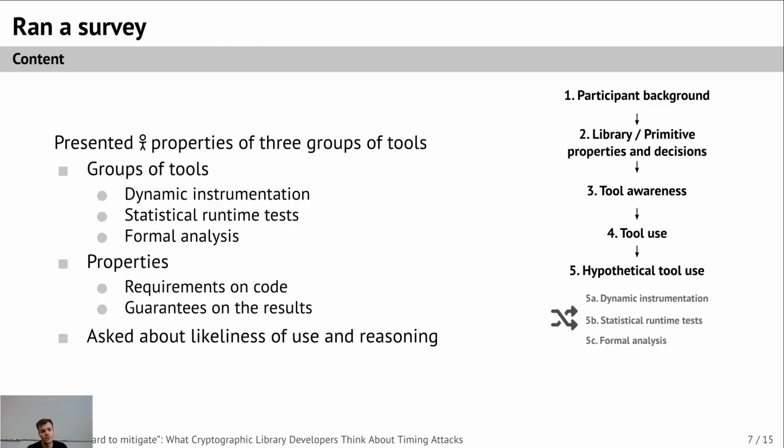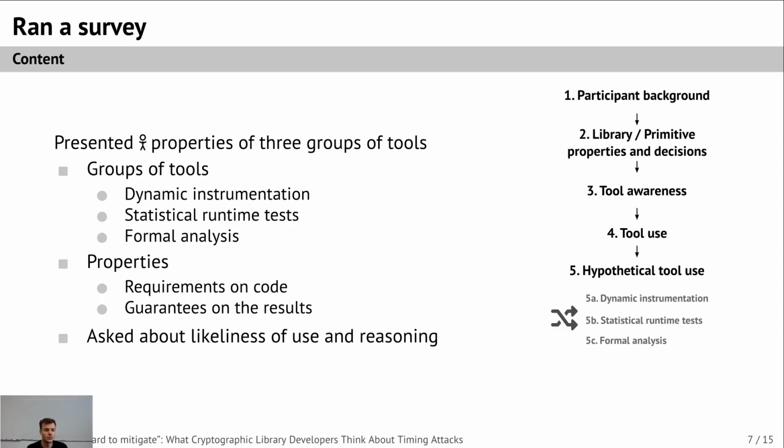So we presented them with properties of 3 distinct groups of tools. These groups were dynamic instrumentation-based, statistical runtime tests, and formal analysis tools. And the properties we showed them were basically the requirements of the code that the tools need to run, and also the guarantees on the results that the tool gives you.